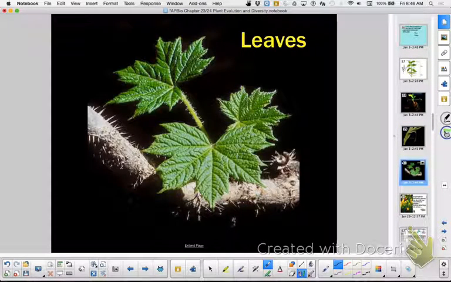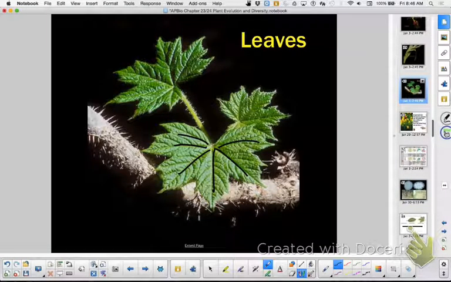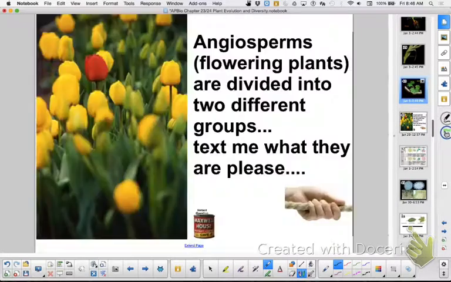So, is this a monocot or a dicot? Dicot, what's another name for it? Good, and how do you know that? What's your claim, what's your evidence for this claim? Yeah, I can see the veins are out here. Okay? If this were a monocot, everything would be parallel venation. Okay? All right.